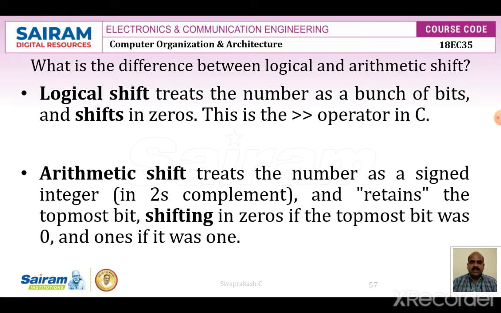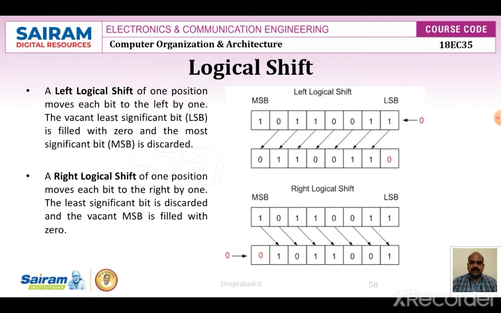Let us see in general how it happens. A logical shift is done in two ways: one is the left shift, and the other is the right shift. First we will see the left shift. A left logical shift of one position moves each bit to the left by 1. The vacant least significant bit, LSB, is filled with 0 and the most significant bit, MSB, is discarded.